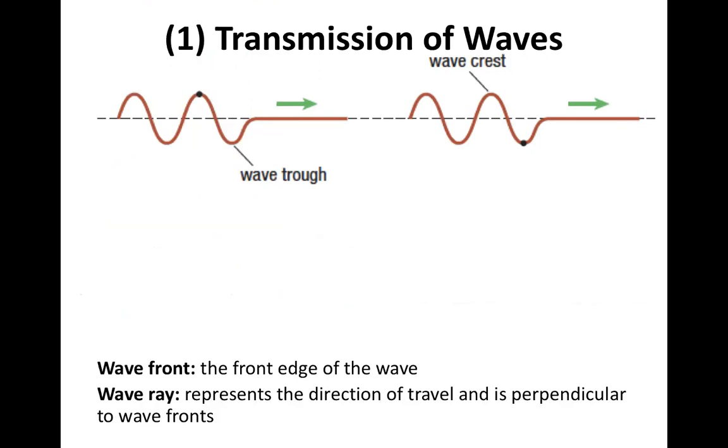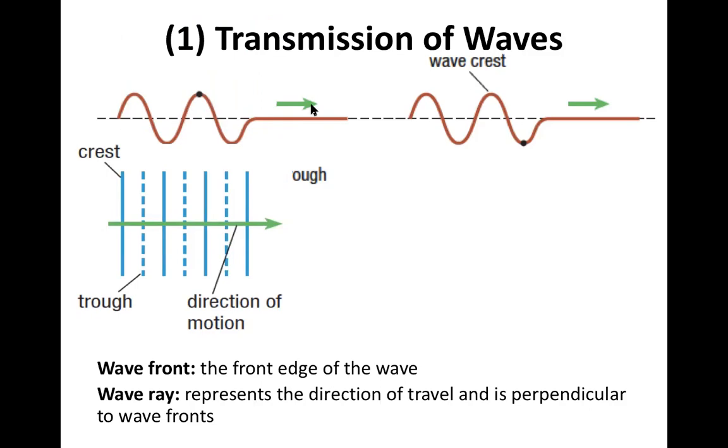or grade 10. So when we're talking about transmission of waves, there is a wave front, so the front edge of the wave. So let's say we have a periodic wave. The first, it's like the leading edge, that's the wave front. And then the wave ray represents the direction of the travel. So this would be the wave front, and this would be the wave ray.